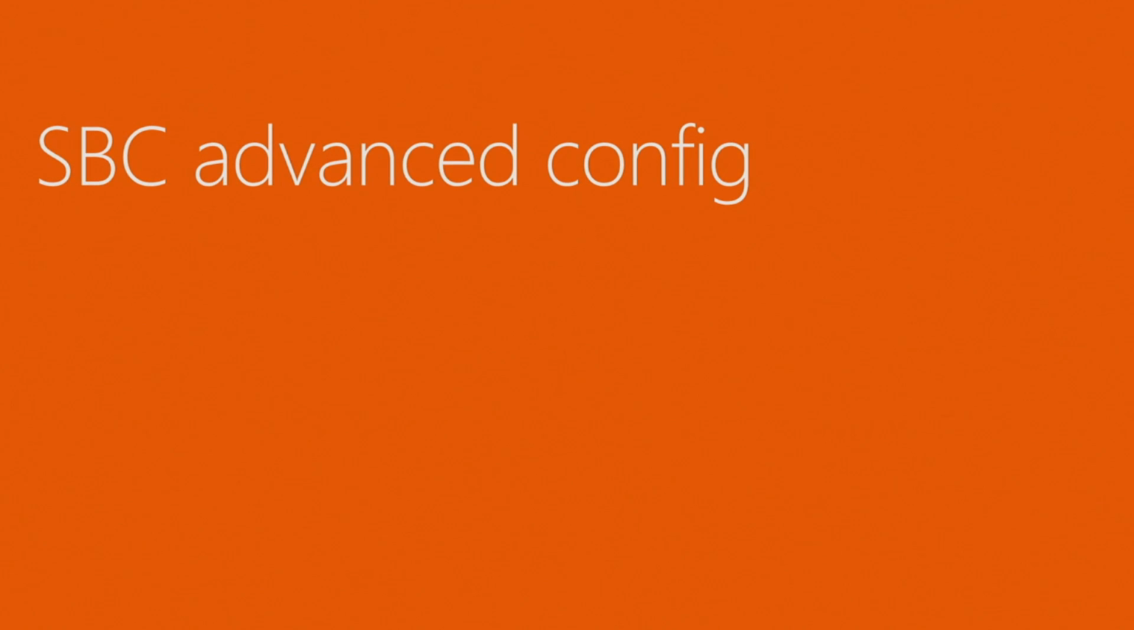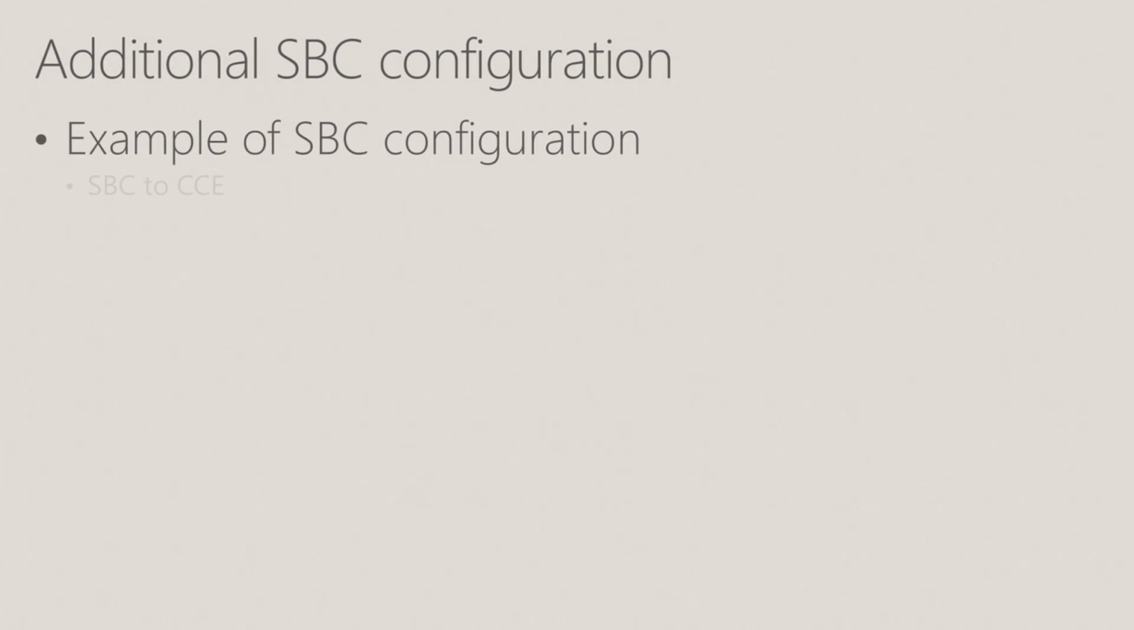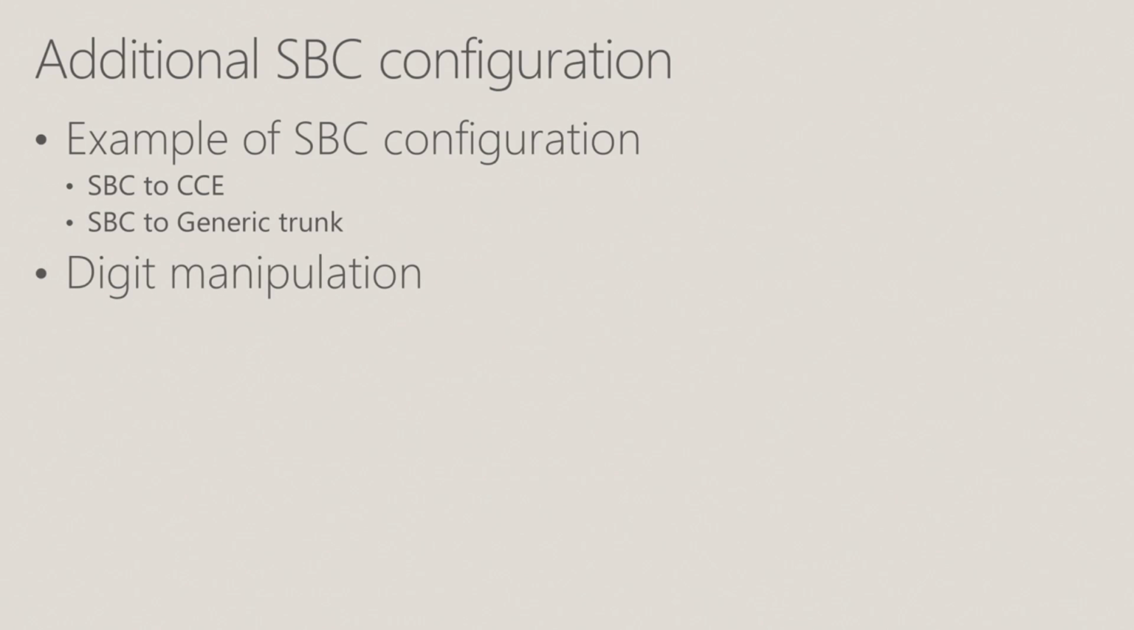Let's have a look at some of the advanced configuration. I'm going to show you how easily you configure the SBC to connect to the CCE and to your external SIP trunk provider. And we're going to have a little look at how you can fiddle around with digit manipulation to retain a 4-digit dialing regime on your internal network if you want to keep that.